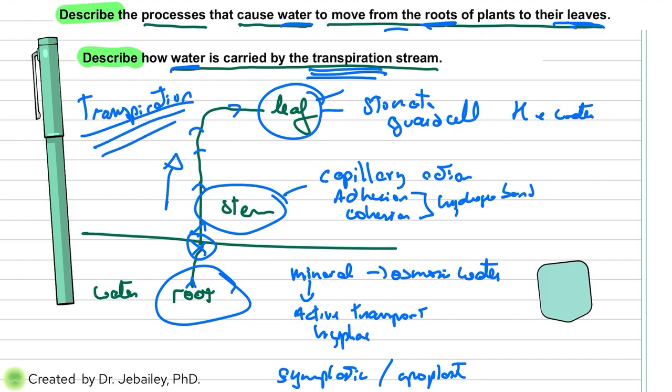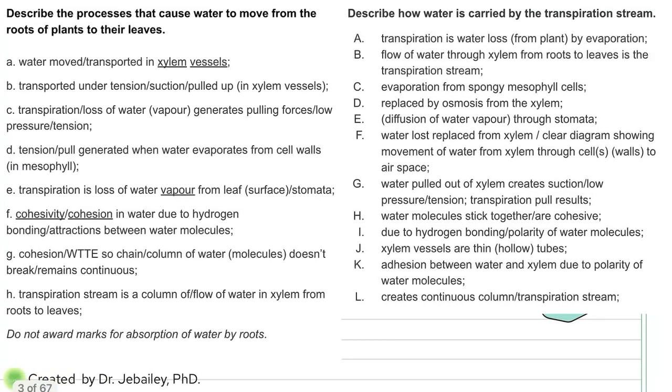So there's much more information I can talk about here. Like I can talk about the spongy mesophyll, and I can talk about the abscisic acid hormone that controls the guard cells. But you can see that it already covers a lot of information. So let's look at the mark scheme here for both.